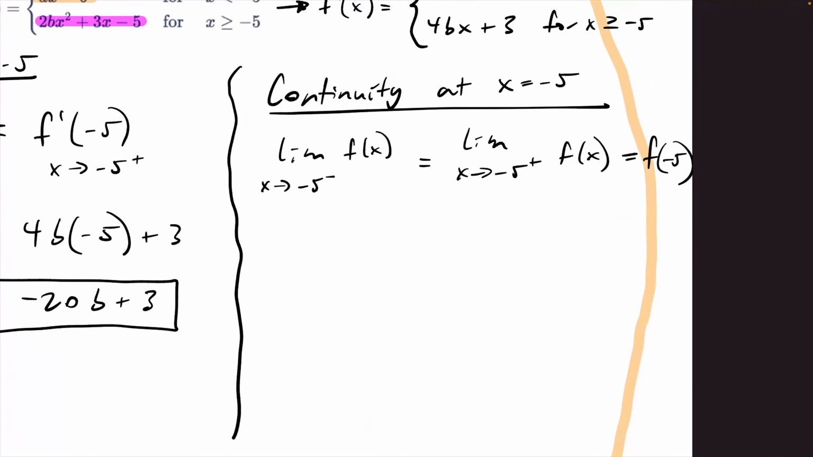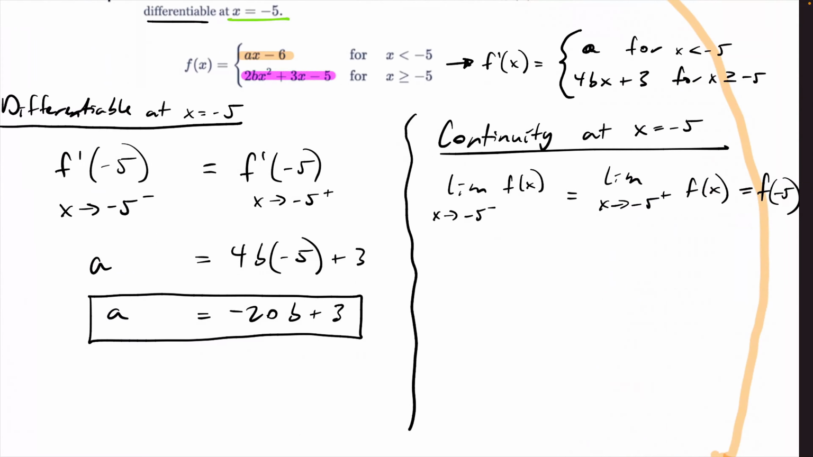Okay? So essentially you're going to do the same thing. Plug in negative 5 for x. But instead of using the derivative, you're going to use the original. So we're going to plug it in. So from the left, we use ax minus 6, the orange highlighted one. So a times negative 5 minus 6. So that's negative 5a minus 6.